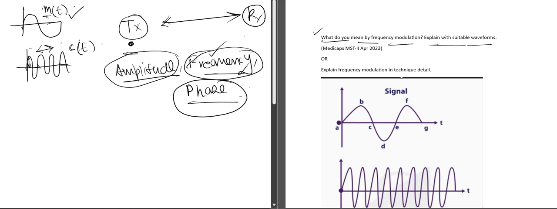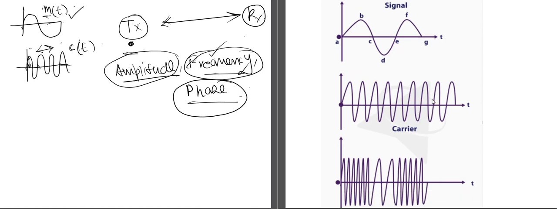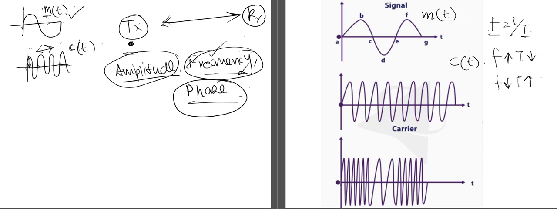In frequency modulation, the carrier frequency will change according to the message signal. It will be more clear when we look at this waveform. As we can see, this is the message signal, which is m of t. This is the carrier signal, which is c of t. How can we know that this is a low frequency signal? We know f is equal to 1 by t, where t is the time period and f is the frequency. If frequency is large, then time period will be less, and if frequency is less, time period will be large.